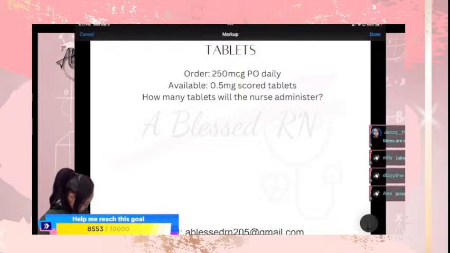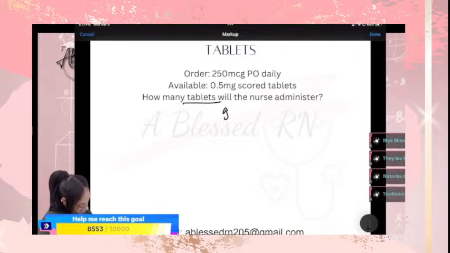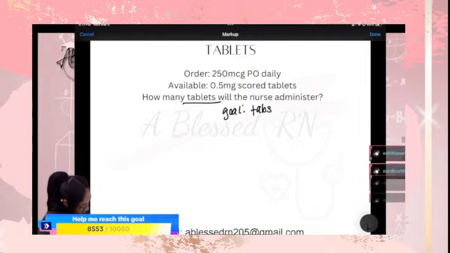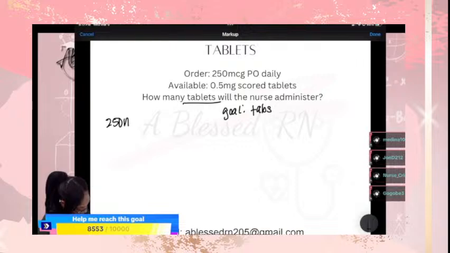Hey, Jazzy. Hey, neighbor. So, 250 micrograms by mouth daily. Available is 0.5 milligram score tablets. How many tablets will the nurse administer? Okay, so a lot of people get tripped up on these. It's a simple tablet type of problem, but you're like, oh, it's two different units of measure. So we'll identify what it is that we're looking for. Our goal is to just get tablets or tabs. We know that we are ordered 250 micrograms, and then there is 0.5 milligrams in one tablet.